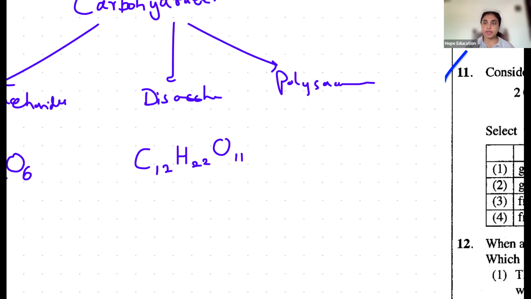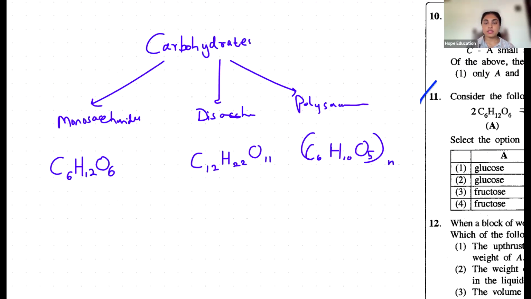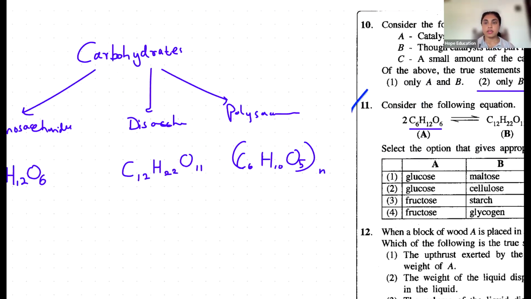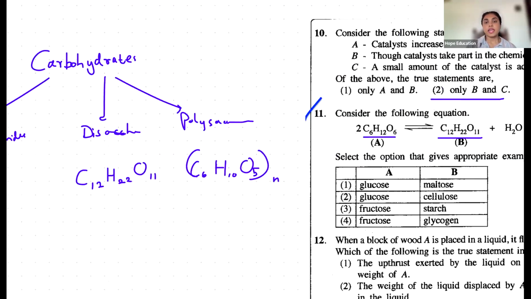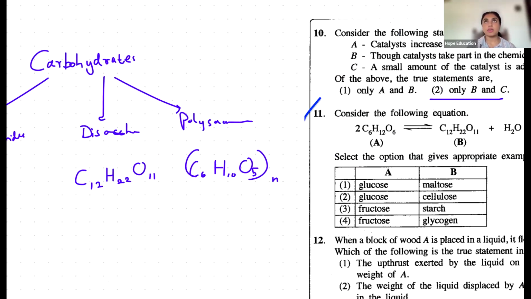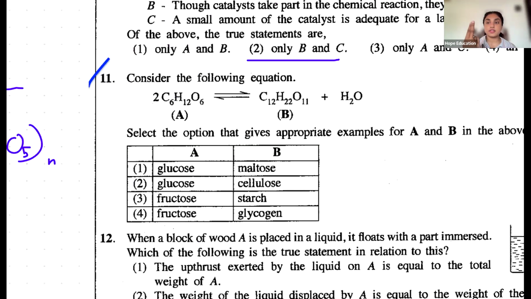Yes. C6H10O5. There can be many units, we don't know how many, so we put n. Here also the hydrogen to oxygen ratio is 2:1. Then C6H12O6 is a monosaccharide. C12H22O11 is a disaccharide. Again, they're talking about the part where two monosaccharides join to form a disaccharide, right?